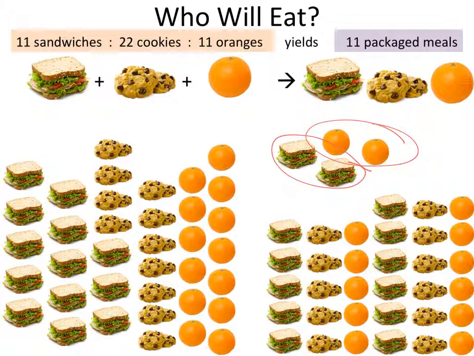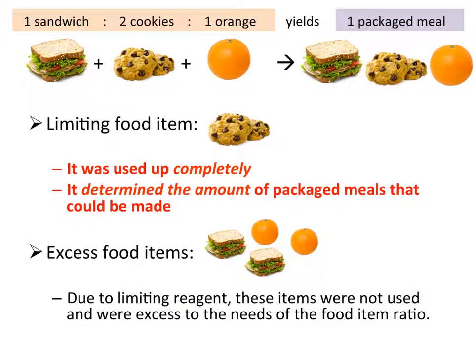So the reactant that was limiting how many packaged meals could be created were these cookies. Because if we had 1 more cookie, we could create 12 packaged meals. If we had 2 more sets of cookies, we could create all 13 packaged meals and we wouldn't have anything left over. So the cookies are the things that are really limiting how many of these products, or packaged meals, can be created. So in this ratio of 1 to 2 to 1, we needed to follow that to create 1 packaged meal. However, we were limited by the amount of cookies that we had, and our limiting food item were these cookies.